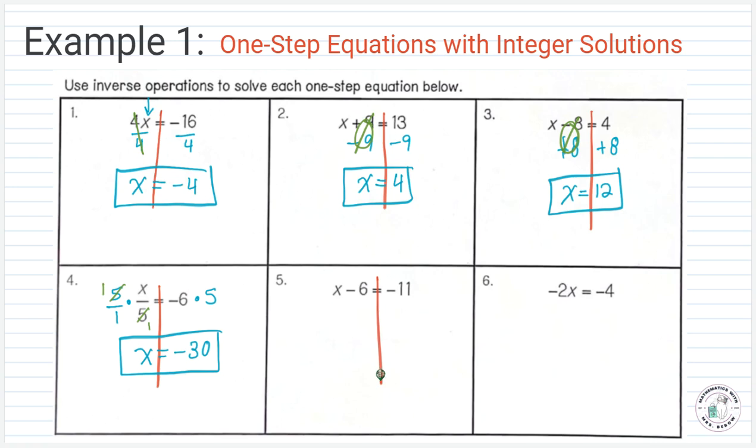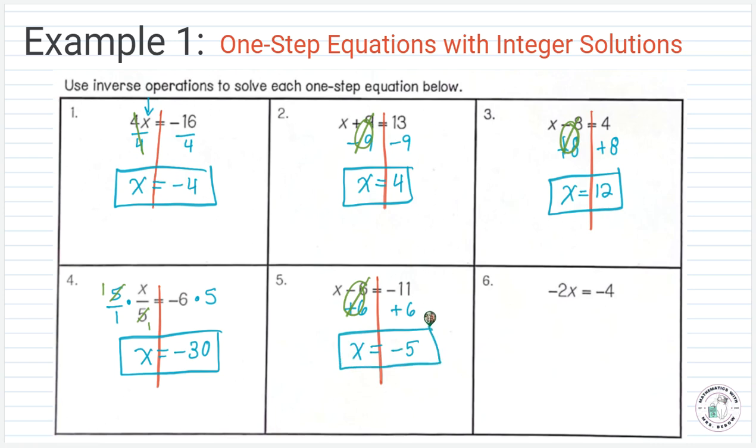All right, number 5, x minus 6 equals negative 11. So again, ask yourself what's currently happening to my variable. Well, it's having the 6 be taken away from it. So the opposite of subtraction is to add. So we're going to add 6 to both sides. And then this minus 6 and plus 6 is going to cancel out and make 0. So we're left with x plus 0, otherwise known as just x. And then negative 11 plus 6 is going to be a negative 5.